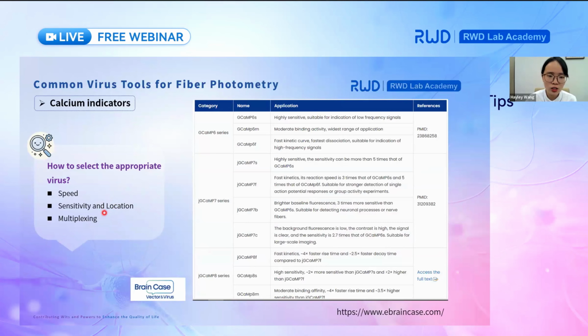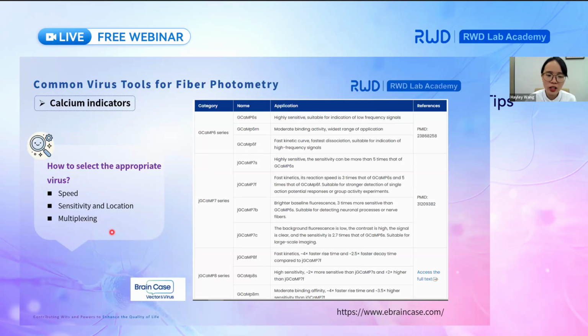And second, we consider the sensitivity and location. The calcium levels vary across the cell. If the calcium levels are high, you want a low affinity sensor, so it doesn't get saturated. If changes are small, you want a more sensitive sensor. And also, some sensors are designed to work in specific parts of the cell, like nucleus, ER, or membrane. So you need a sensor that matches the range and works in the right compartment.